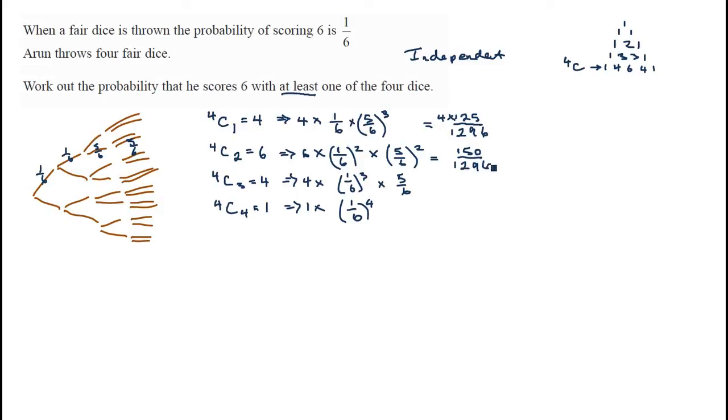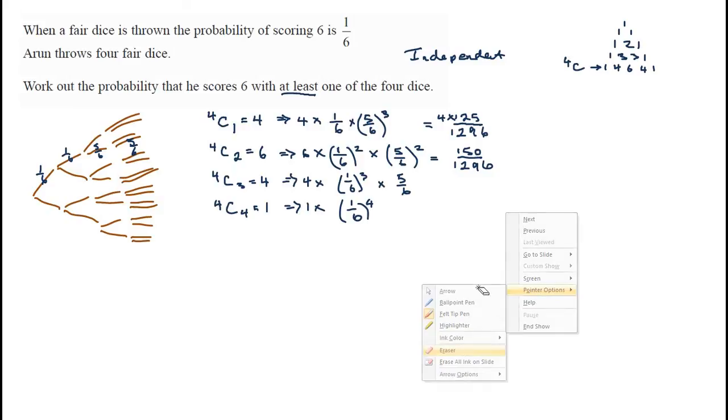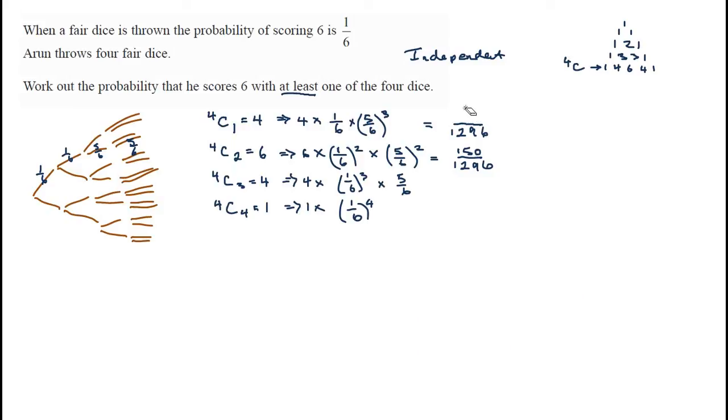And now I'm going to come back to this. 4 times 125, nice and easy, is 500. So there we go. Just correct that mistake. 500 then. And what have we got here? 4 times 1 times, just 5. So it's 20 over 1296. And then finally, what have we got? Well, just 1. 1 times 1. So 1 over 1296.